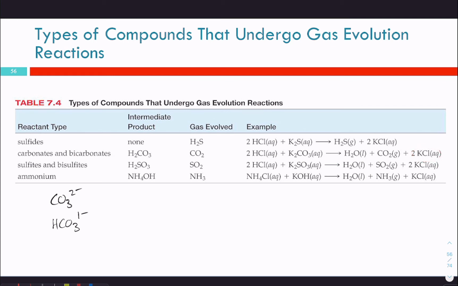The next one is very, very similar. It's sulfites and bisulfites. So just like CO2, it's SO2 that you get as the gas. So again, also an acid reacting with potassium sulfite. So sulfite, SO3 2-, and bisulfite, HSO3-. And you'll have some intermediate step with this intermediate product, H2SO3.